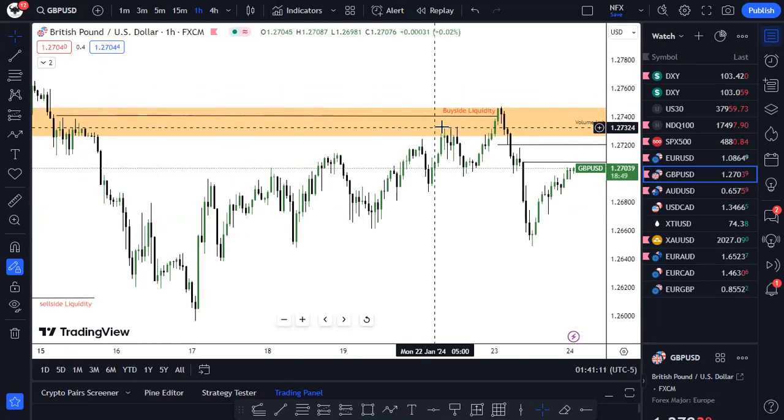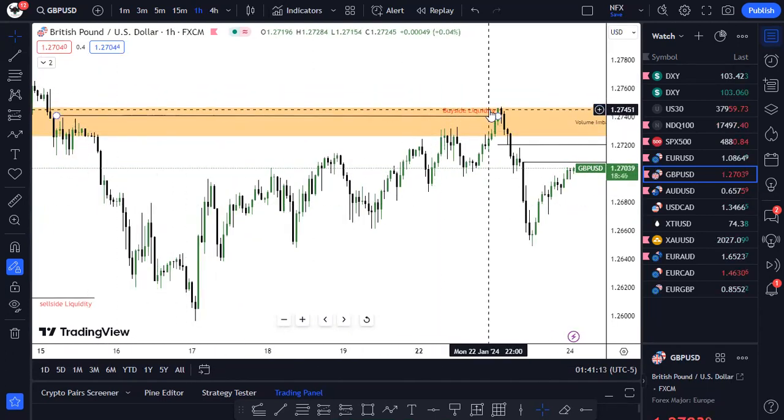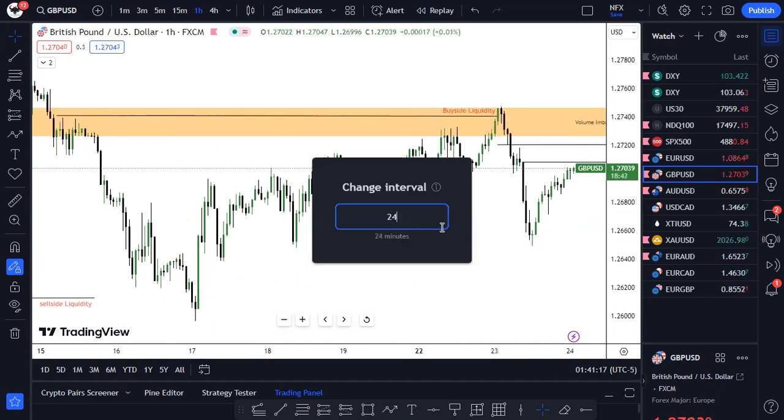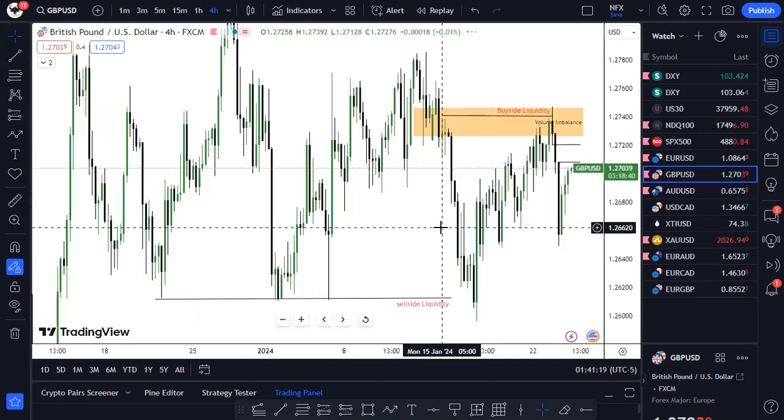We have this high right here taken out. Also, this relative equal high is taken out by this move here. Above it, and quickly price went below it. So let's go back up to the 240 minute chart here.